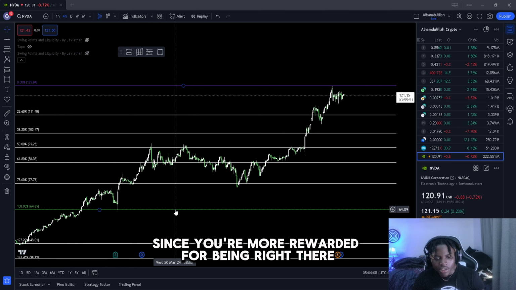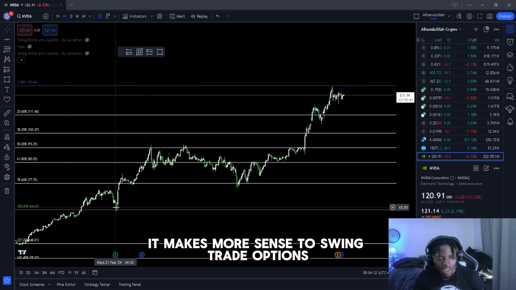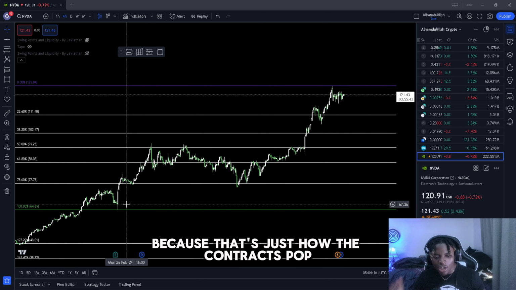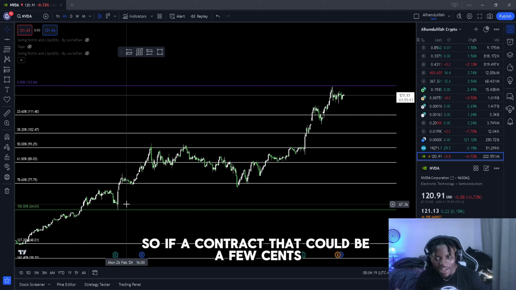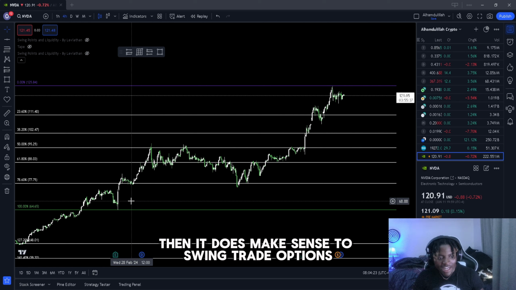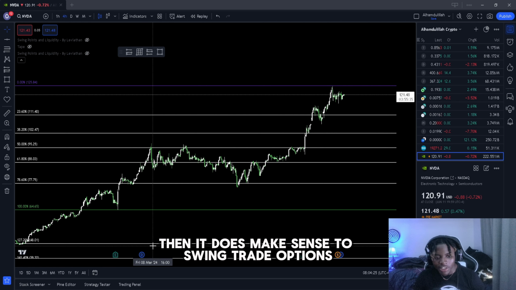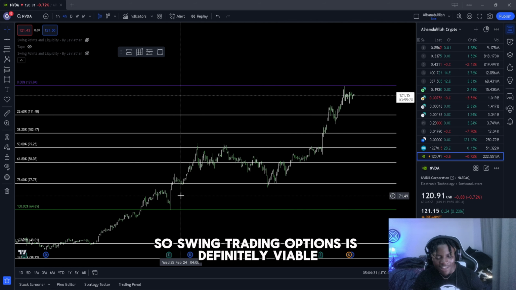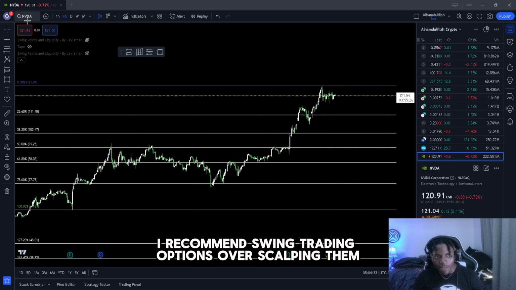But on options, since you're more rewarded for being right, it makes more sense to swing trade options over the course of a few days. Why? Because that's just how the contracts pop. So if a contract that could be a few cents can turn into a few dollars, then it does make sense to swing trade options because you're more rewarded based off of your accuracy. So swing trading options is definitely viable. I recommend swing trading options over scalping them.